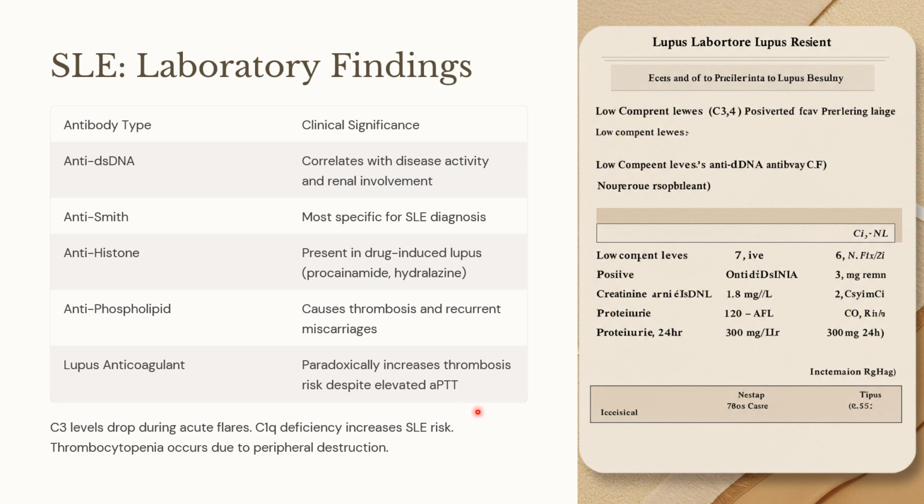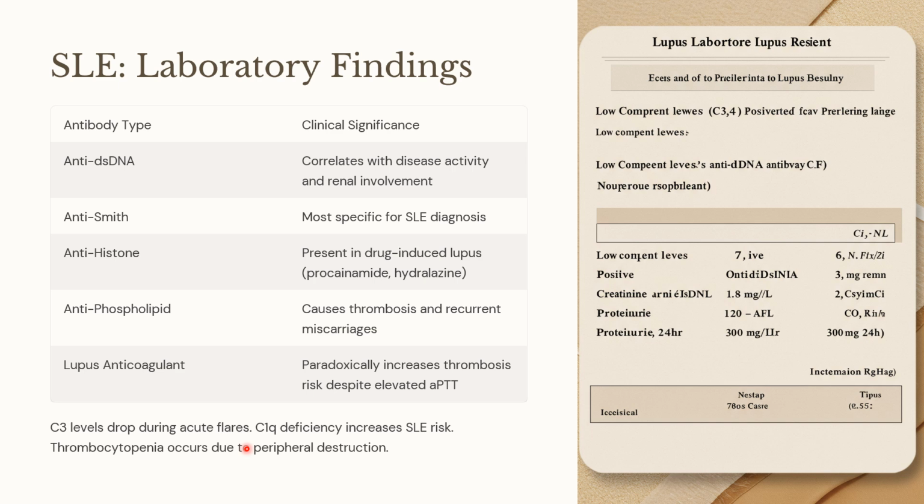Another important concept about SLE is its association with the complement. Any complement deficiency is associated with SLE, or during SLE, there is a deficiency of the complement, meaning there is a drop in the complement levels. Let me explain this to you. When there is an inherent C1q deficiency, that will increase the risk of SLE. But if there is an acute flare of SLE, then C3 levels will drop during the acute flares.